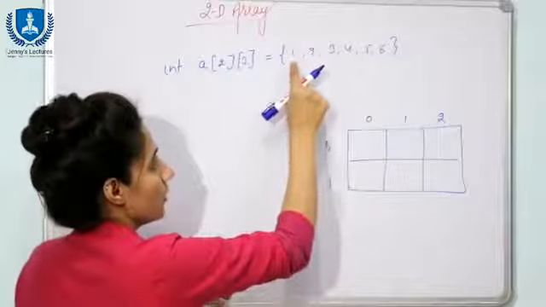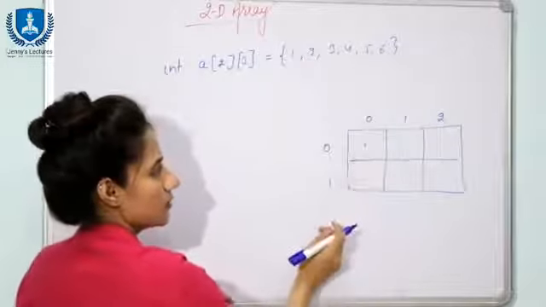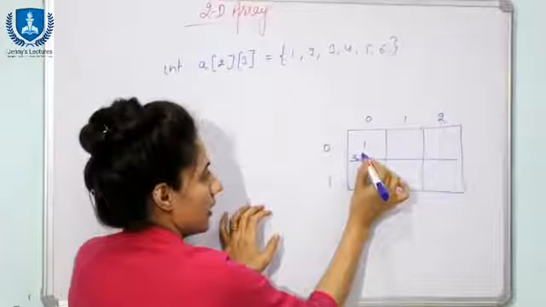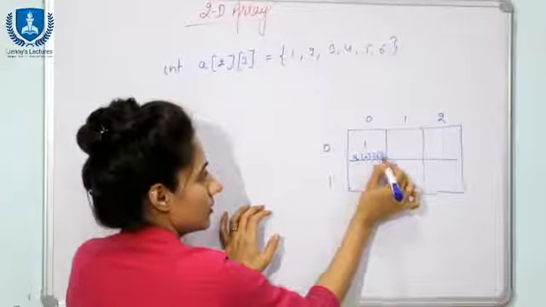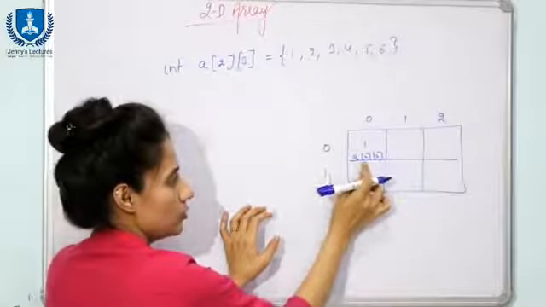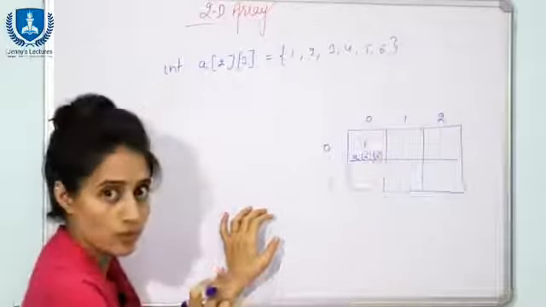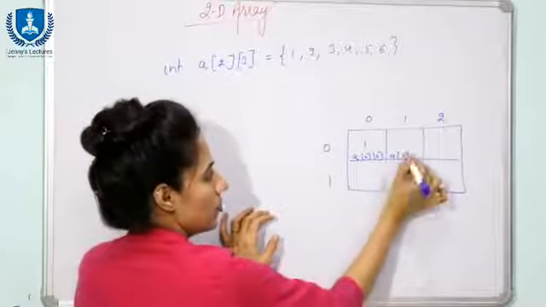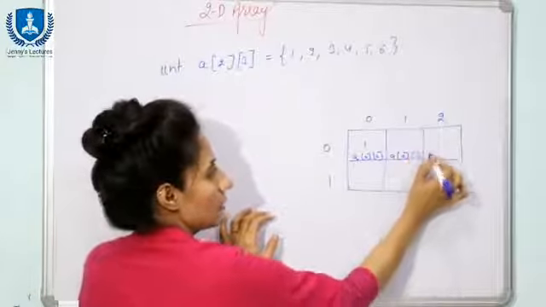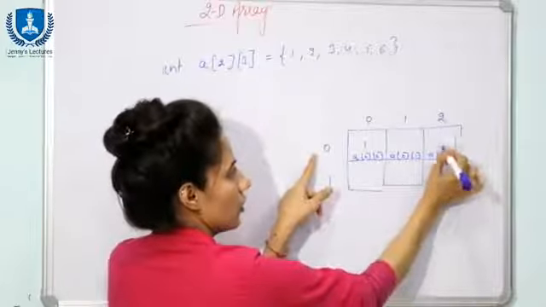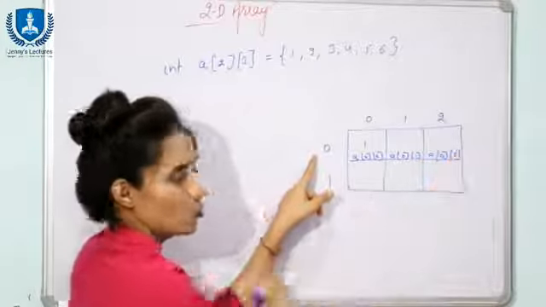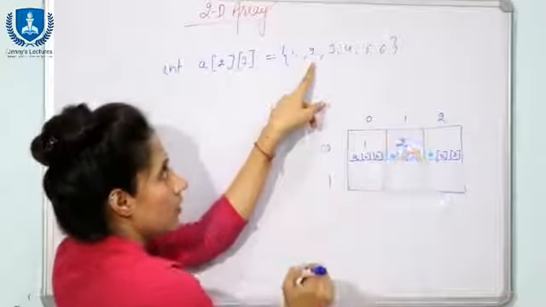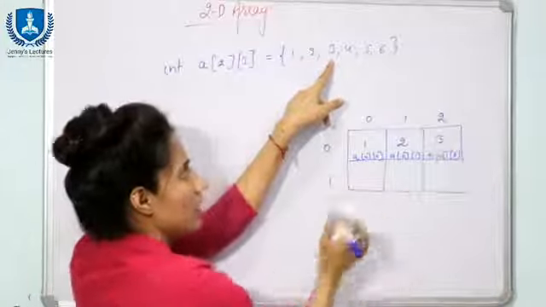Now see this 1, this would be stored here. Array name is A, so this is A of 0 and 0. Row number is 0 and column number is also 0. This position is A of row number 0 but column number 1. This position is row number 0 and column number 2, like this. Now this 2 would be stored here. This 3 would be stored here.